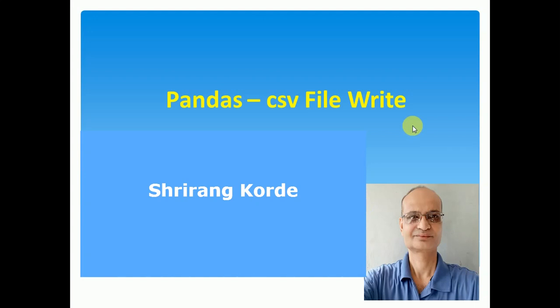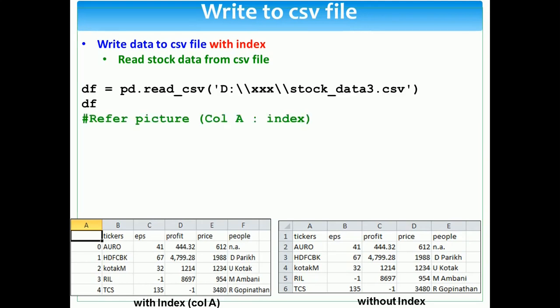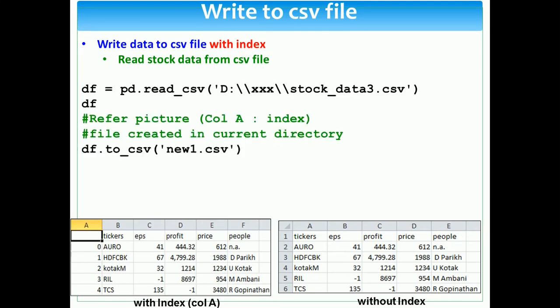So let's get going. In this file write operation, we are going to write data to a CSV file with index. For that, we are going to read the stock data from a CSV file, and then we are going to create a file called new1.csv using the function to_csv. This is going to create a file in the current directory. That means it will have the index. This is the output that is shown here. So it will have an index. We will see how to get rid of that index.